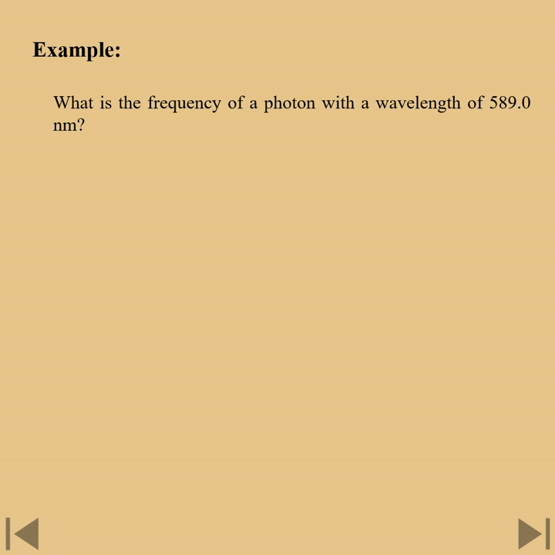Let's look at an example. We're asked what is the frequency of a photon with a wavelength of 589 nanometers. Okay, well, our primary equation, lambda nu, is equal to c. And we're after the frequency, so let's divide out lambda, the wavelength, and here's nu, the frequency isolated. We have the speed of light at 2.998 times 10 to the 8th meters per second.